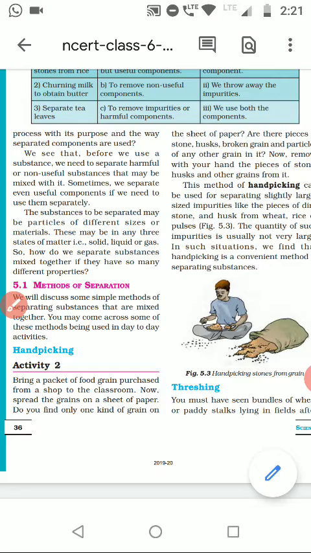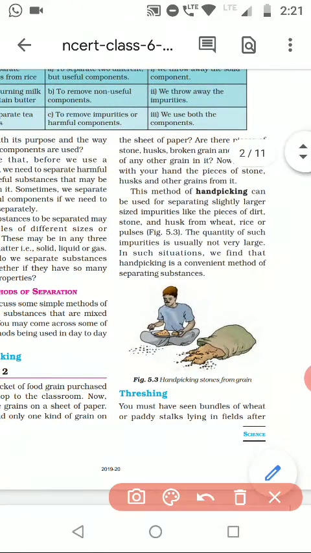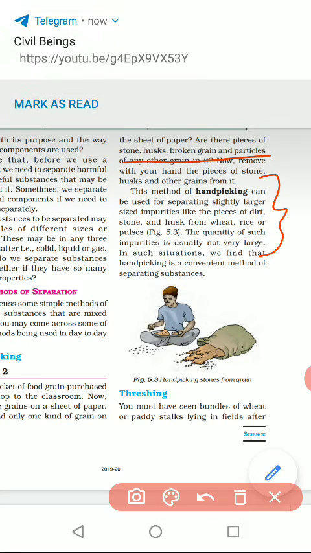Suppose a new wheat has come in your home. Then your mom will sit with the sieve and sieve it, and with hand picking, if there is any stone or husk or broken grain particles or any grain with holes in it, they will be picked up and separated by the hands. So this method, in which the hands are used for separating the impurities from useful substances like wheat, rice, pulses, is called hand picking.